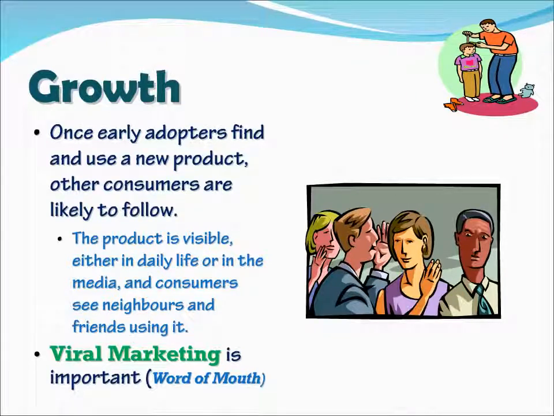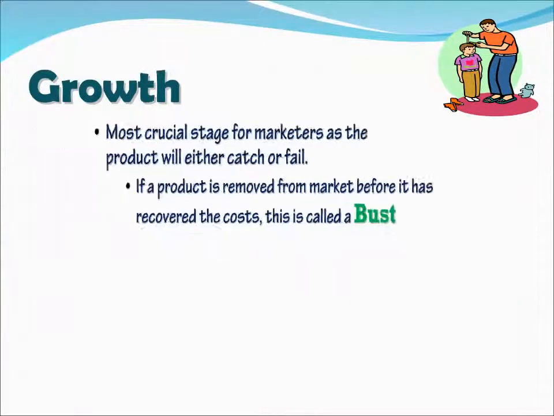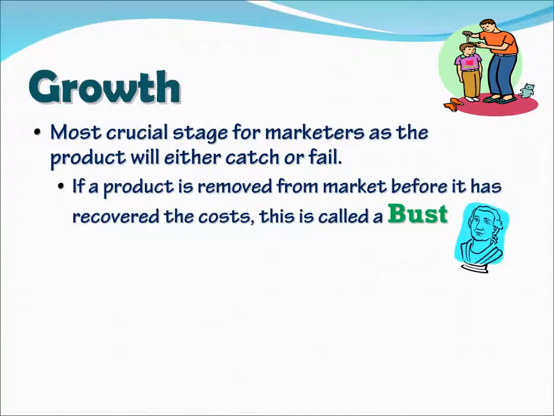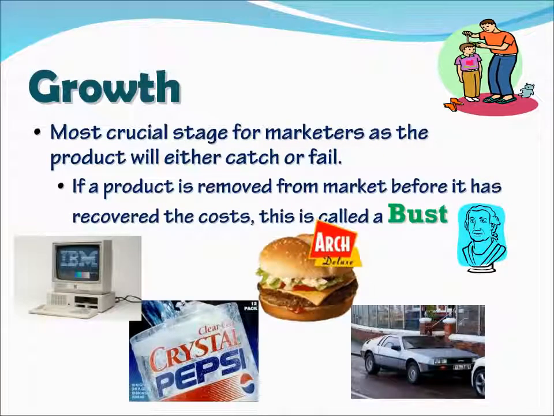If your product is visible and out there in the daily lives of consumers and in the media, then you'll see consumers starting to buy it. They'll see neighbors and friends using it, and they'll buy more and more product. The growth stage is considered to be the most crucial stage for marketers because this is where the product's either going to catch on and be successful, or fail. #fail, right?